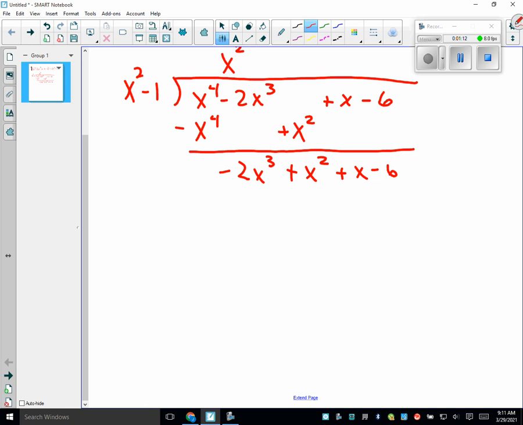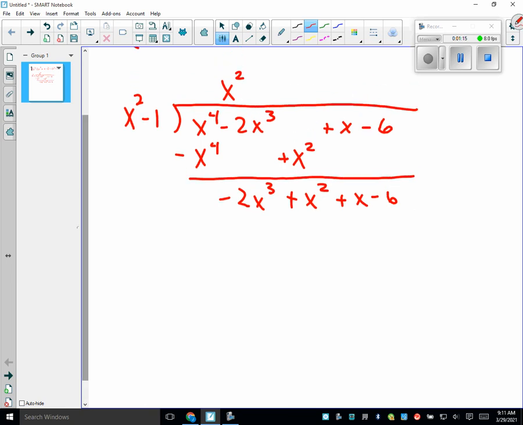How many times will x squared go into negative 2x cubed? How many times will this go into this? Negative 2x. Which gives me 2x here and negative 2x cubed here. And what? Change the signs and add. And I get x squared minus x minus 6.